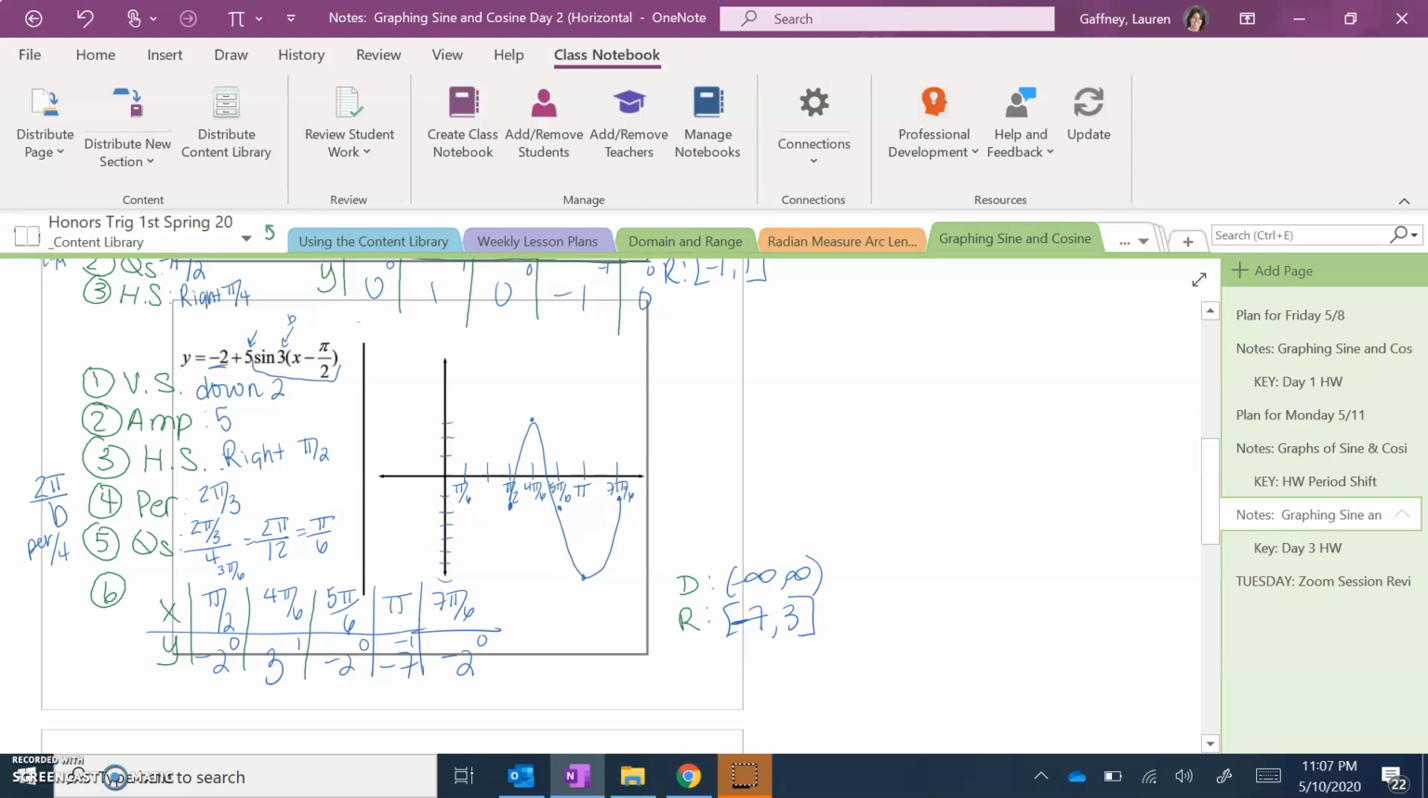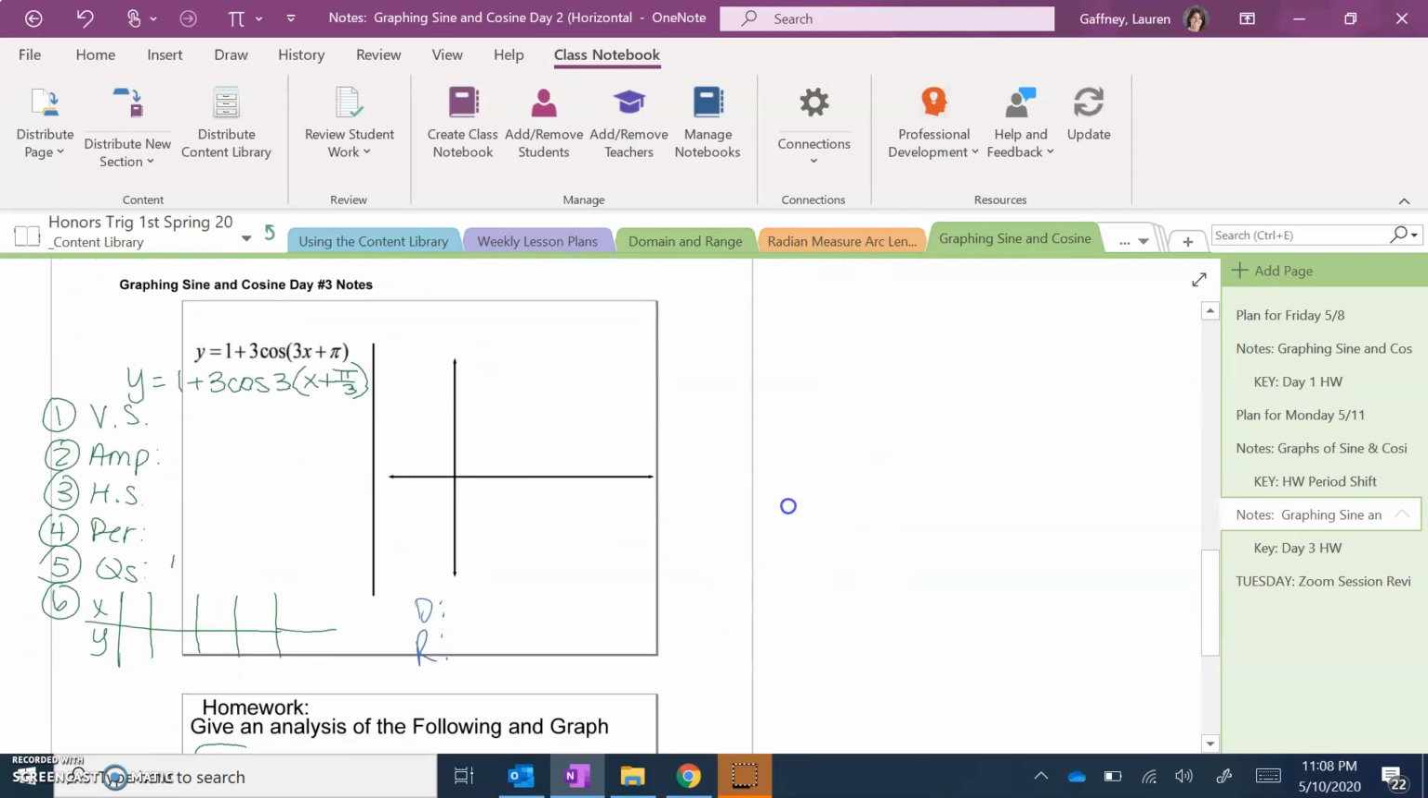Okay, so this took my sine function. It shifted that center line down 2. It stretched it vertically by the 5, that's the amplitude. It moved it right pi over 2, and then it also stretched it horizontally with that factor of 3. Actually, it didn't stretch it, it shrunk it, excuse me. Okay? All right, let's look at one more.